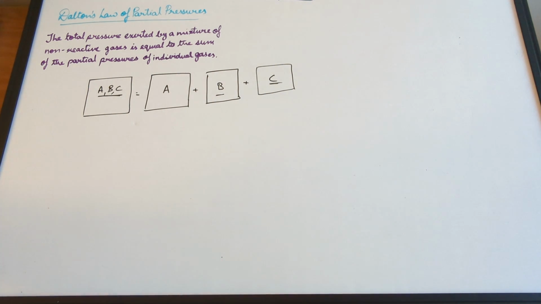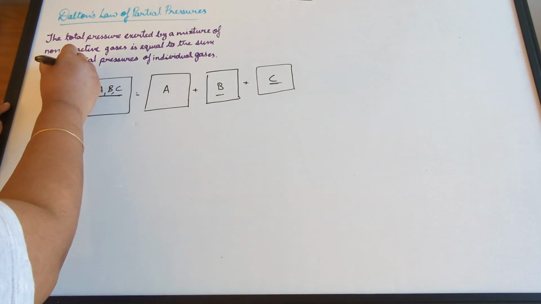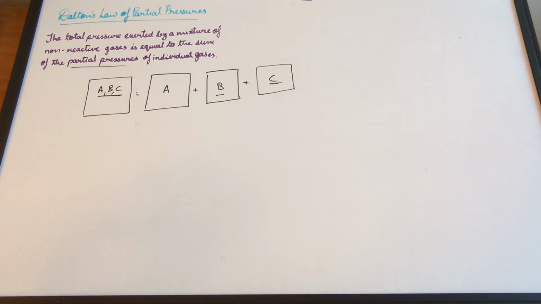Here we are using a new word called partial pressure. Partial pressure is just the pressure which is exerted by one of the gases in the mixture.